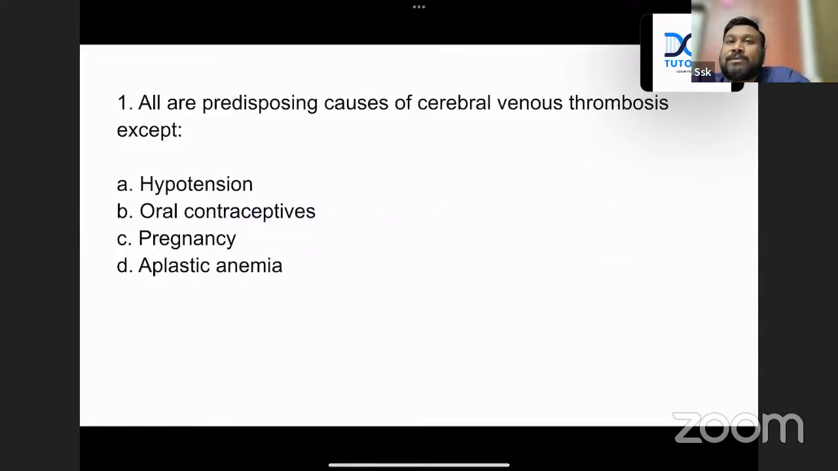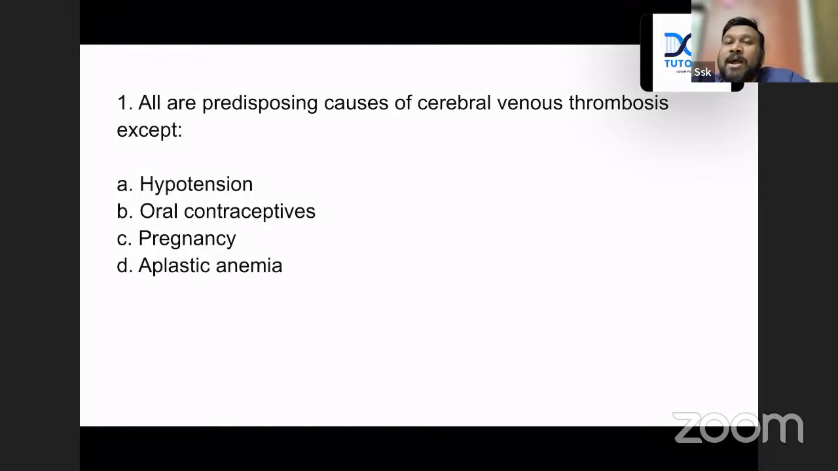So the first question that was asked was, all are predisposing causes for cerebral venous thrombosis except. What is very important to understand is that cerebral venous thrombosis is caused by certain conditions which increase the viscosity of blood and also the thrombogenic factors. So anything that increases the viscosity or thrombogenicity of the blood is going to result in cerebral venous thrombosis.